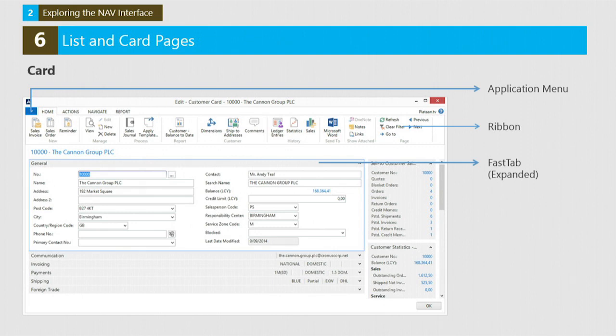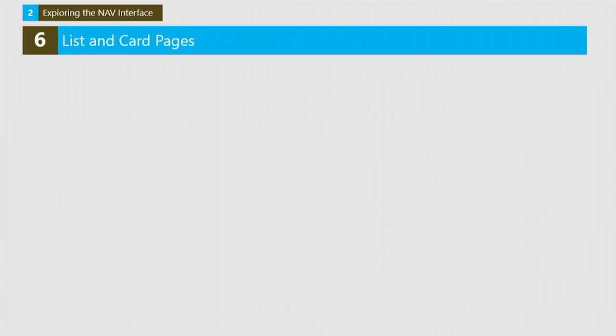Typically, a card page only shows one record, and all the fields are shown in different FastTabs. And here you can see an expanded FastTab and a general FastTab. You can see fact boxes, and you can also see a number of collapsed FastTabs. Communication, invoicing, and so on are collapsed FastTabs. So this is typically the structure of a card page.